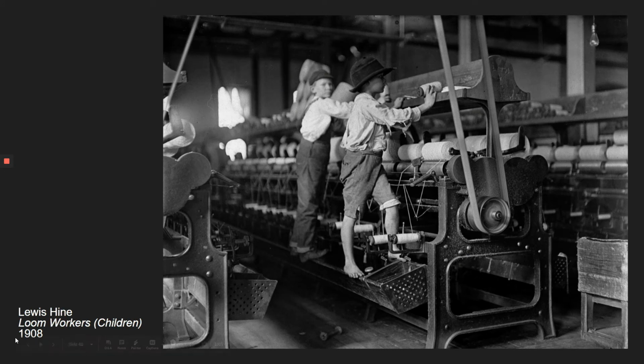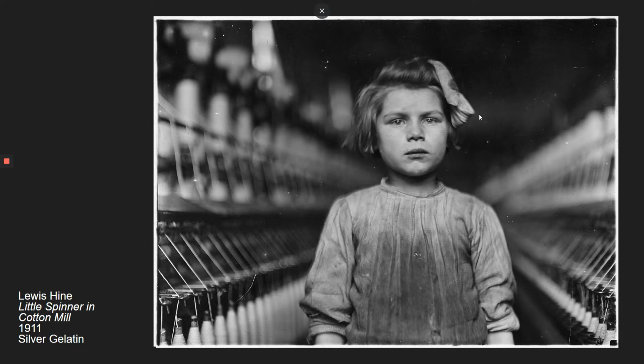So the caption is loom workers, but these are straight up children. That's like a 5-year-old, if 5 years old, which is just crazy. The belt right there could probably take your hand off. So it's just incredibly dangerous. Barefoot kid working in a cotton mill with exposed turn of the century industrial machinery. You can only imagine. And then this image again, right? The emotion in her eyes.